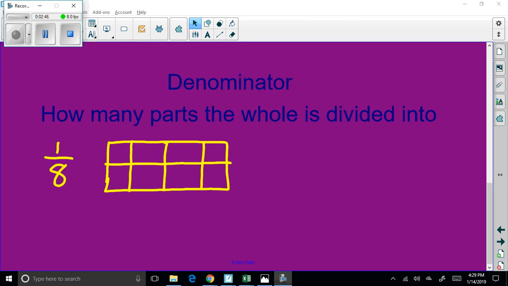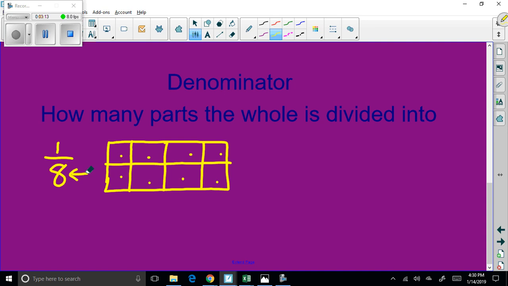Then we also have what's called the denominator. The denominator is how many parts the whole thing is divided into. So right here, our denominator in this example is 8. That means we have one object and it's broken into 8 equal pieces. If we count, we can see 8 here: 1, 2, 3, 4, 5, 6, 7, 8.